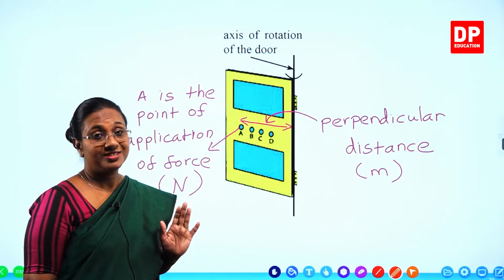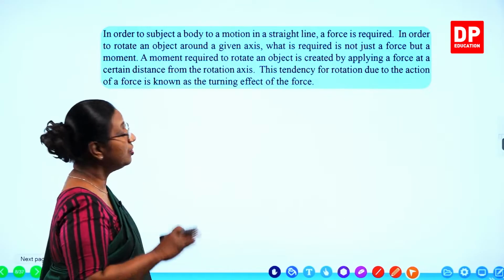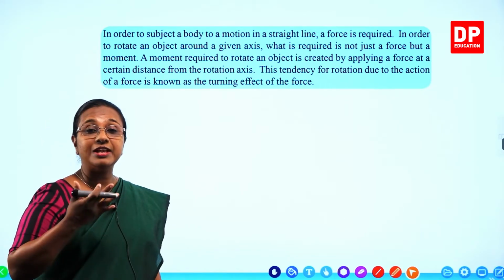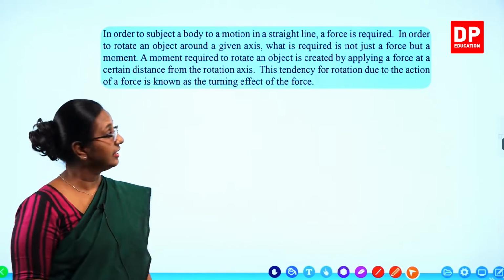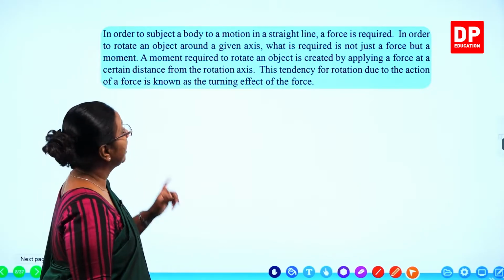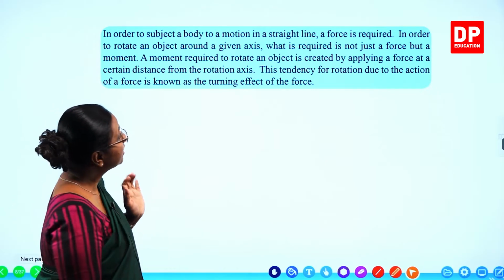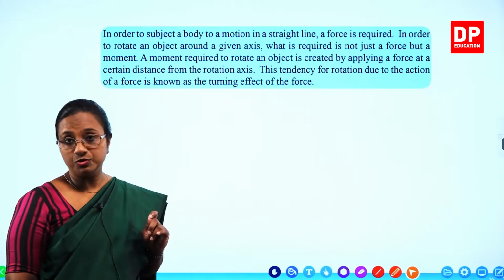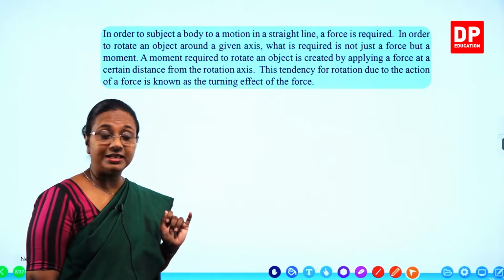Is that clear, students? So in order to subject a body to a motion in a straight line, you're familiar with motion in a straight line. We discussed this at the beginning of the lesson also. When you push or pull or lift an object, the movement is the motion in a straight line. A force is required. In order to rotate an object around a given axis, what is required is not just a force, but a moment. So that is what we are considering here.